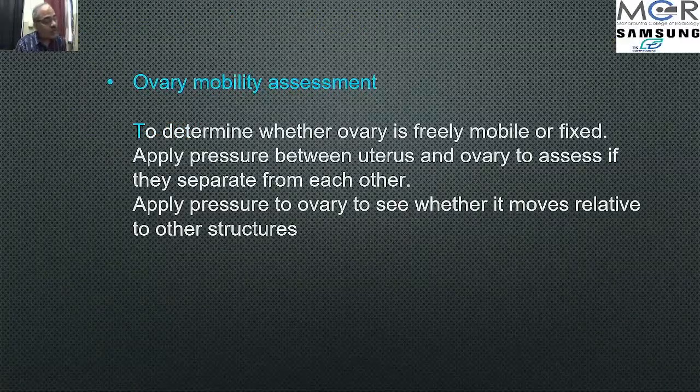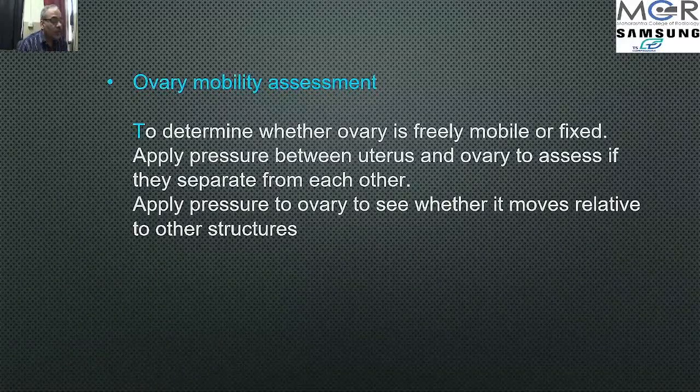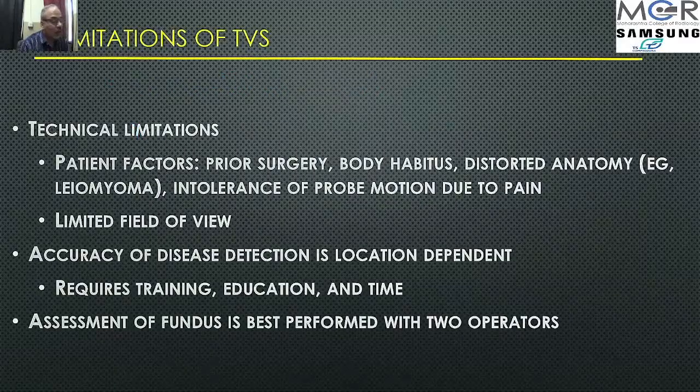One more soft tissue marker is the ovary mobility assessment. Whether the ovary is freely mobile or fixed, you have to apply pressure between the uterus and ovary to see whether they separate from each other. So the movement indicates that there is no involvement of the ovary or the peritoneum.